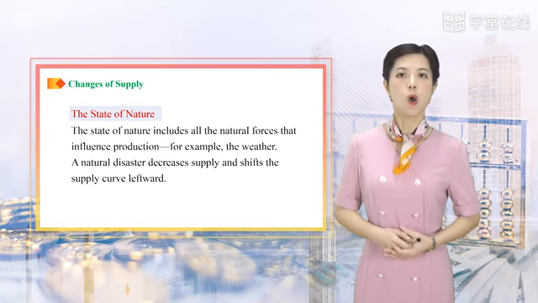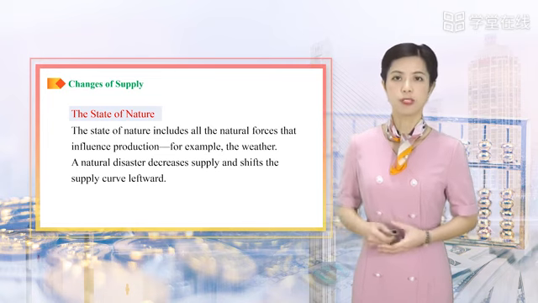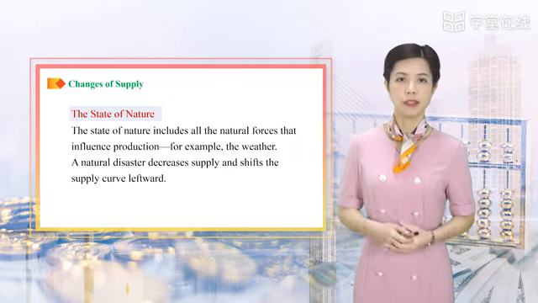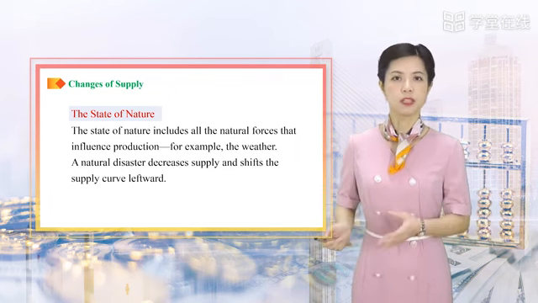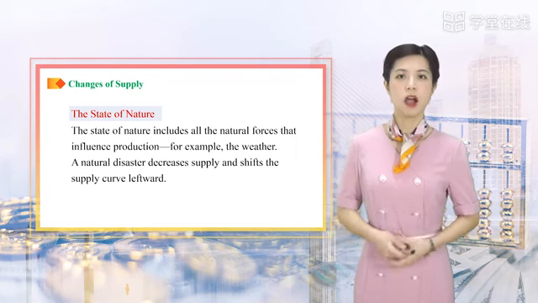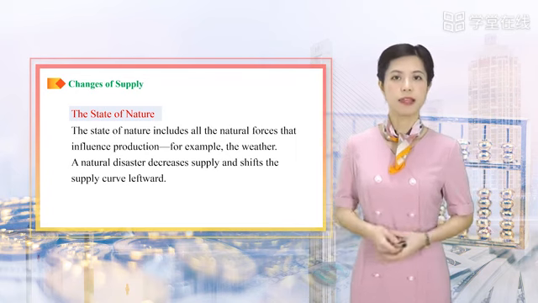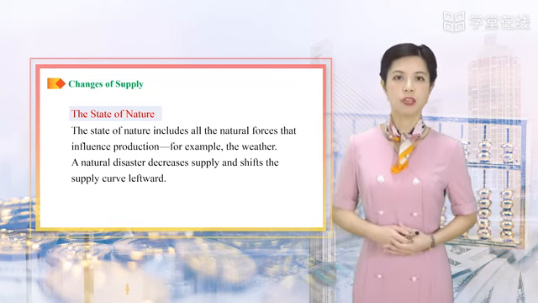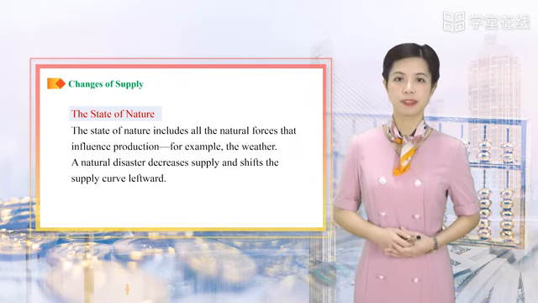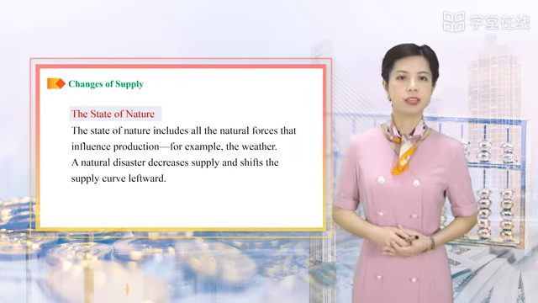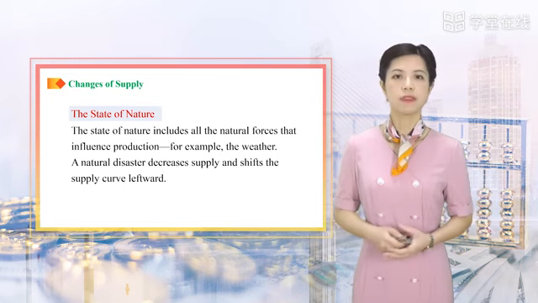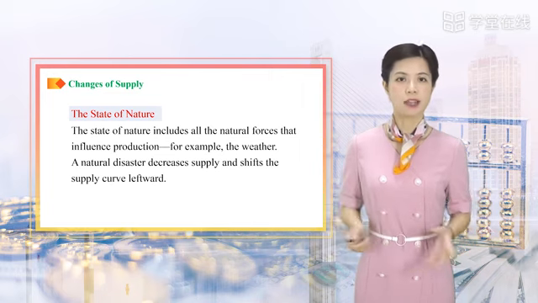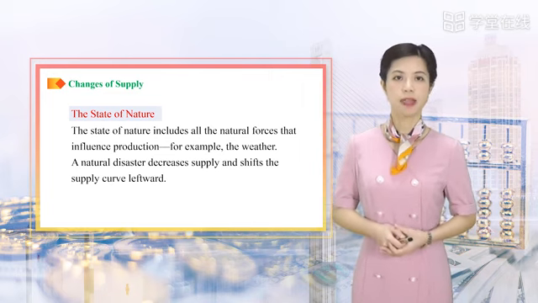It includes all natural forces that influence production. It includes the state of weather and, more broadly, the natural environment. Good weather can increase the supply of many agricultural products, and bad weather can decrease their supply. Extreme natural events such as earthquakes, tornadoes, and hurricanes can also influence supply.